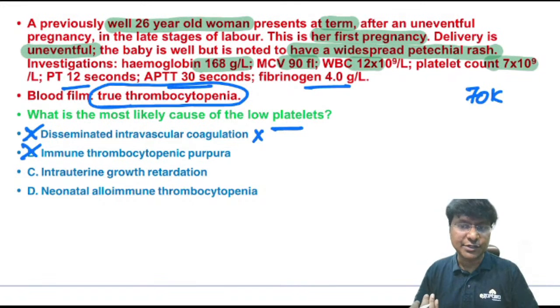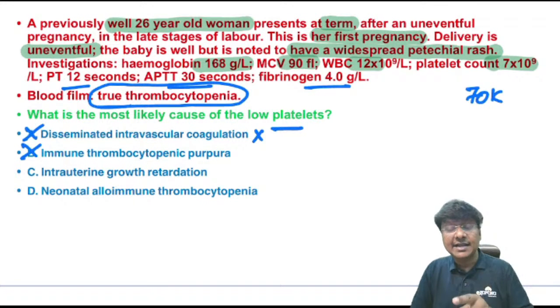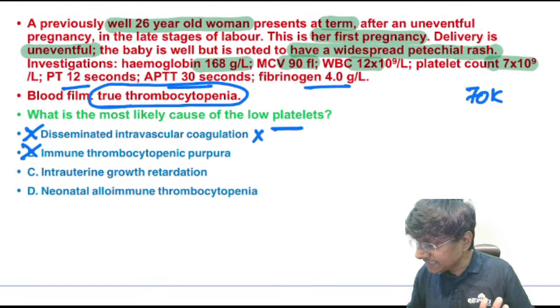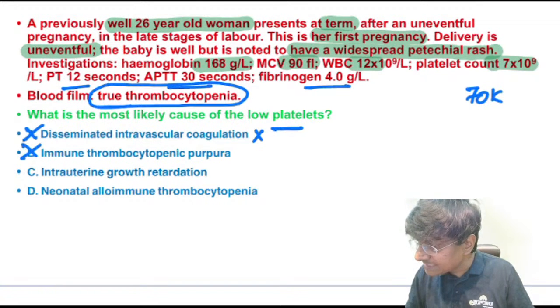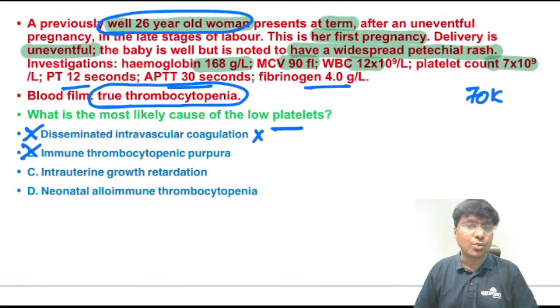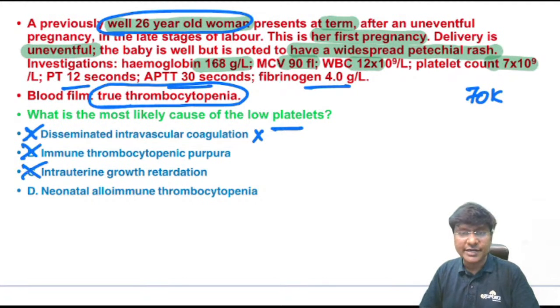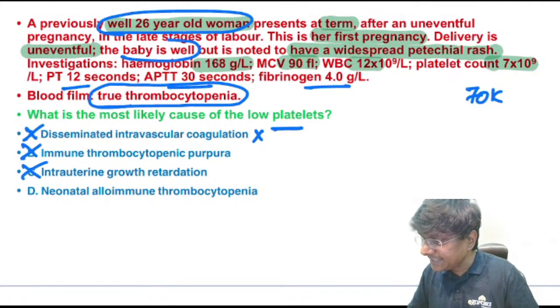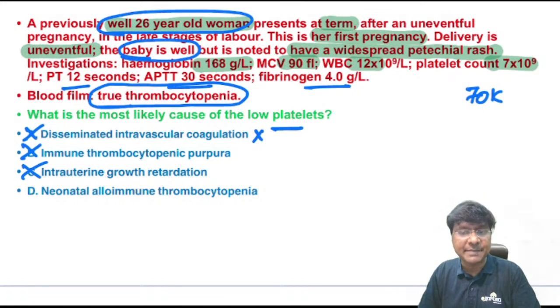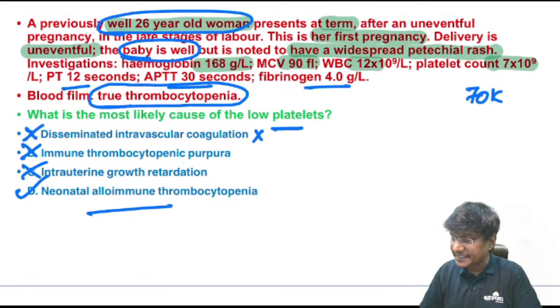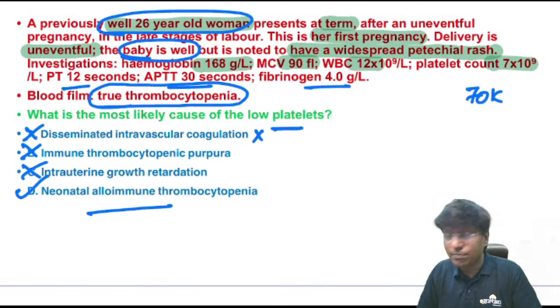Because even in immune thrombocytopenic purpura, the coagulation profile will not be normal. So your ITP is also ruled out, right? And ITP is unlikely. Why? Because there is no history of maternal immune thrombocytopenia, a previously well 26-year-old woman. Then intrauterine growth retardation is ruled out because the baby is well except for having a widespread petechial rash. So what is the answer here? That is neonatal alloimmune thrombocytopenia.